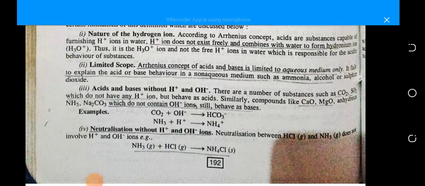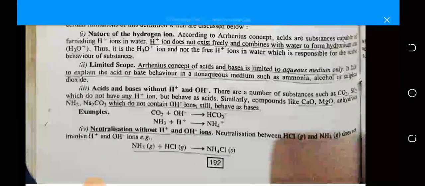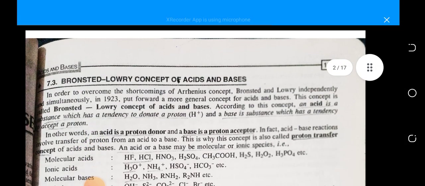Number 4. Neutralization without H+ and OH- ions. Neutralization between HCl and NH3 does not involve H+ and OH- ions. Bronsted-Lowry concept of acid and bases. In order to overcome the shortcoming of Arrhenius concept, Bronsted and Lowry independently in 1923 put forward a more general concept for acid and bases. This concept is called Bronsted-Lowry concept of acid and base.